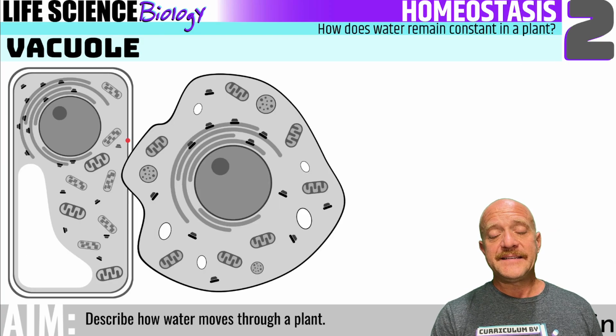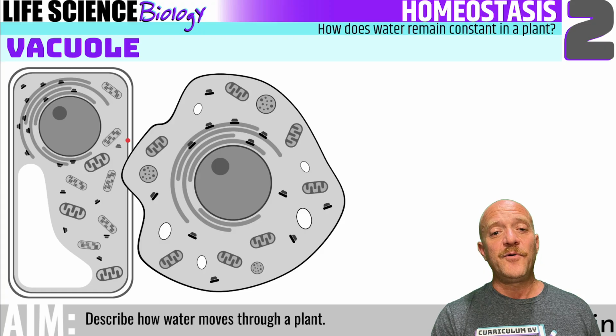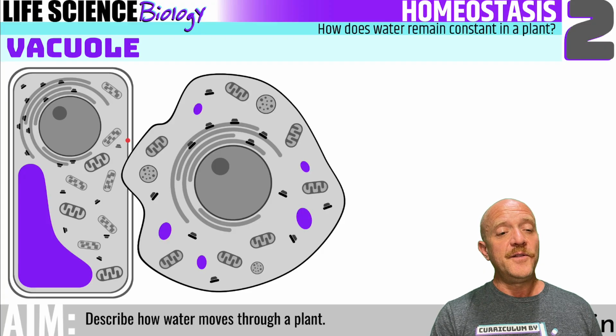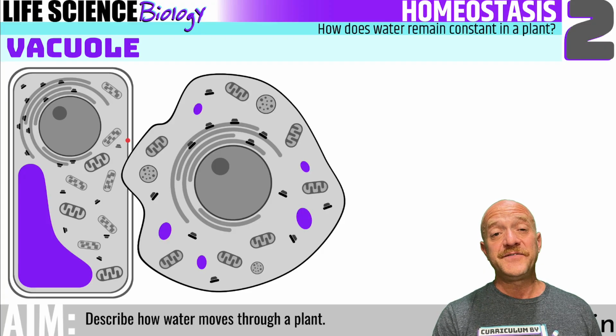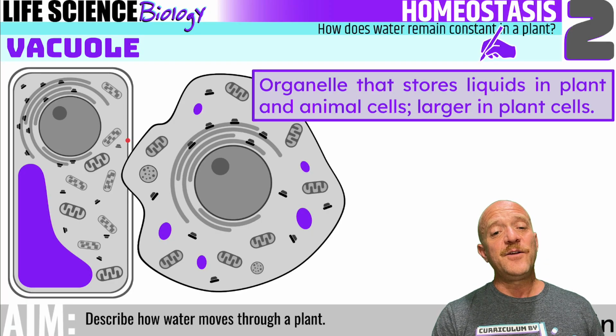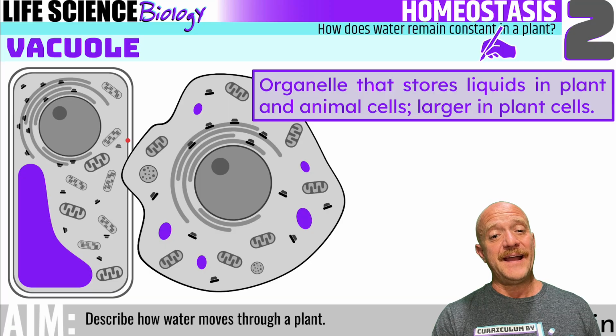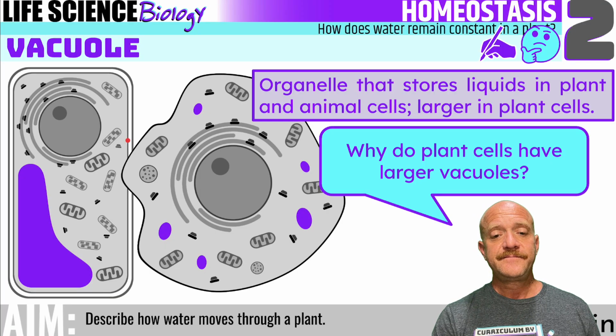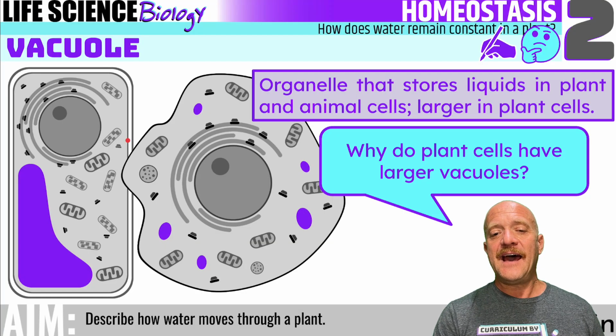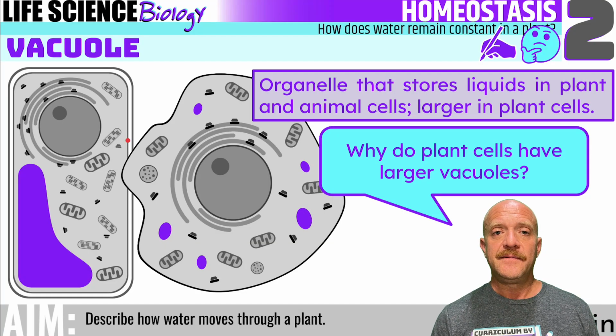Now, inside the plant cells and the animal cells, we have an organelle known as a vacuole. You'll notice the plant has one large vacuole, and animal cells have many smaller vacuoles. The vacuole is the organelle that stores liquids in plant and animal cells, and it's larger in the plant cell. Why would you think plants have larger vacuoles? Plants have larger vacuoles because they need more water. We're going to find out why they need more water in future videos.